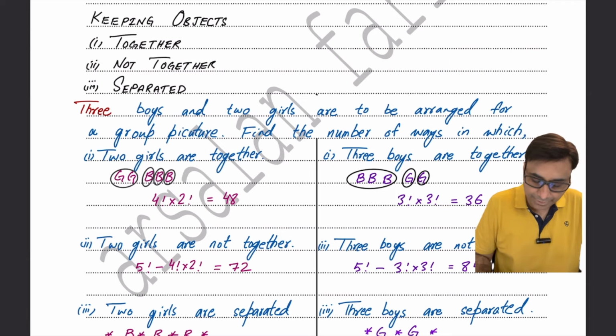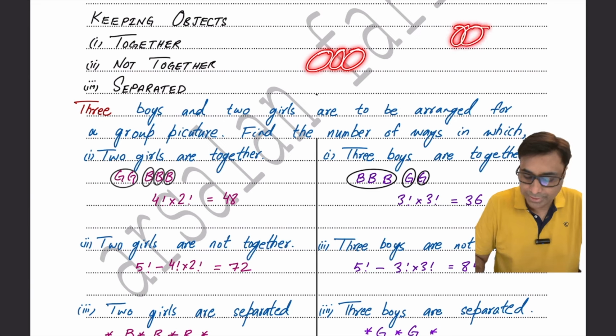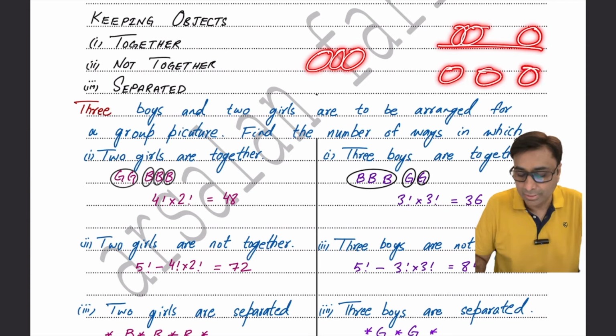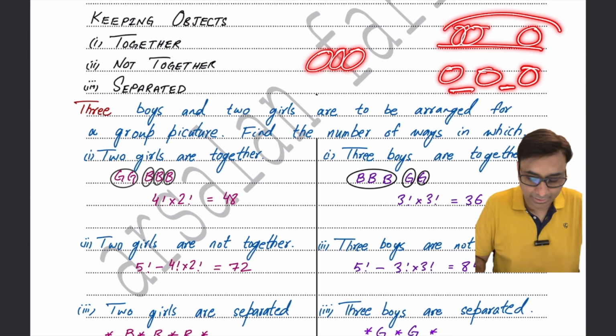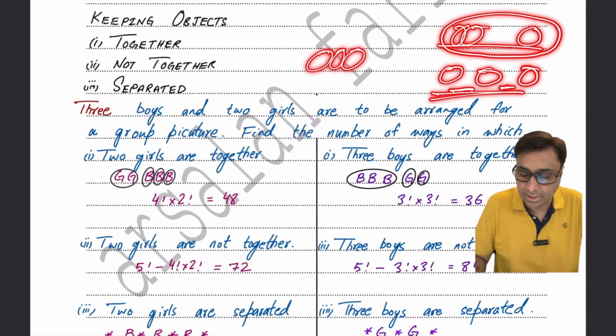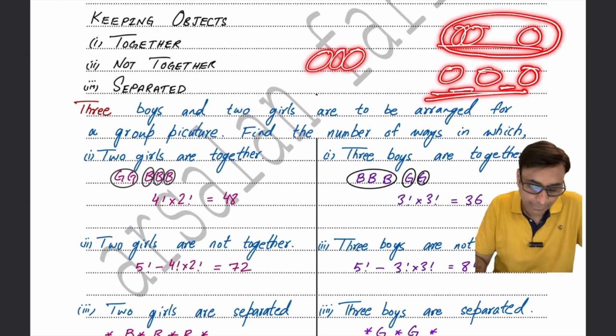But if you have three objects, and if you would say that two objects are together and one is away, then you will still say that they are not together, but you can't say that they are separated. They are separated only if there has to be something in between all of them. So that's the difference between not together and separated. Anything like this can be counted as not together, but cannot be counted as separated. Separated means that two objects cannot be together as well.